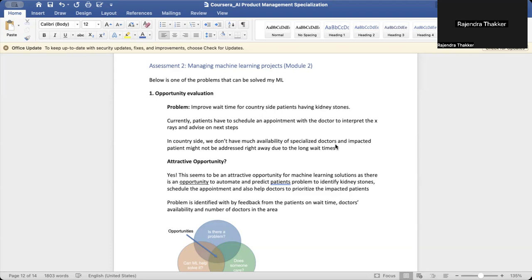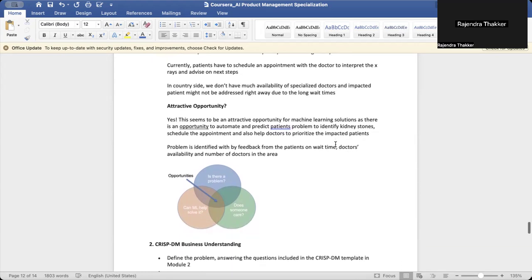Below is one of the problems that can be solved through machine learning. Let's try to understand the opportunity for the same. The problem statement is to improve the wait time for countryside patients having kidney stones. Currently, patients have to schedule an appointment with a doctor to interpret the x-rays and advise on the next steps. In the countryside, we don't have much availability of specialized doctors, and the impacted patients might not be addressed right away due to the long wait times.